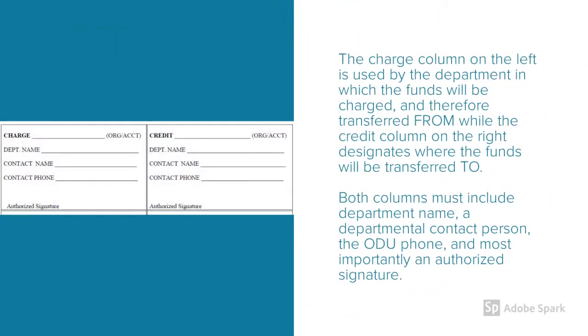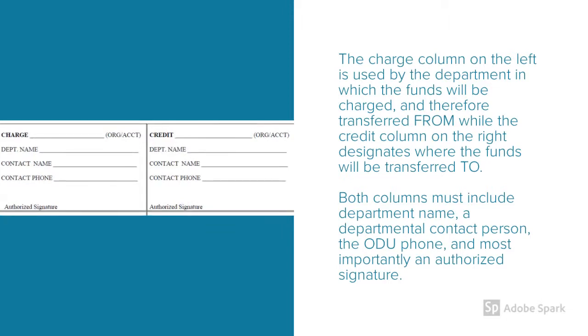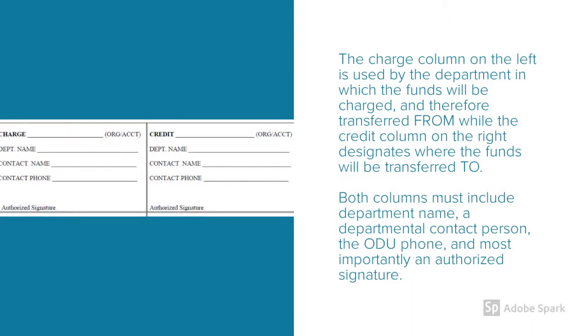There are two main sections at the top of the form, the charge or debit column and the credit column. The charge column on the left is used by the department in which the funds will be charged. This field dictates where the funds will be transferred from. This column must include the department name, a primary departmental contact person and phone extension, and most important, an authorized signature in order to make the transaction complete. The same rules apply for the credit column on the right.